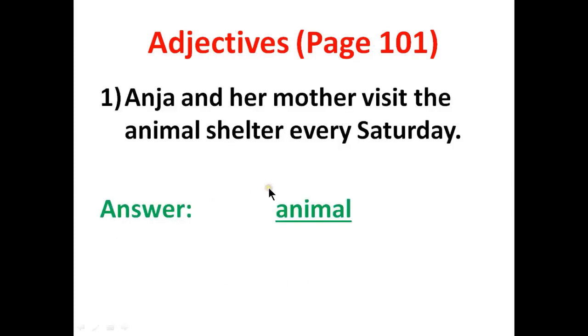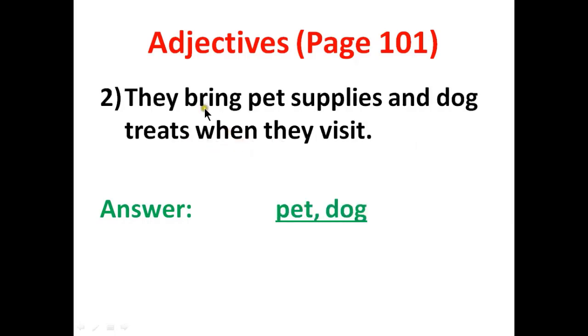Number 1. Anja and her mother visit the animal shelter every Saturday. Now in this sentence, the word animal is being used as an adjective. You will write animal on the line. The word animal is a noun in a sentence. If you say he has an animal, then it will be a noun. But if you say it is an animal shelter, then the word animal will be an adjective for the noun shelter.